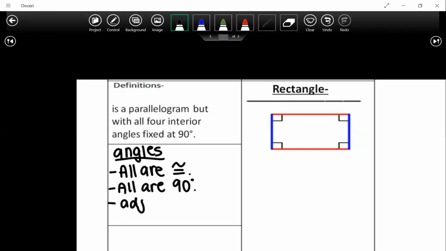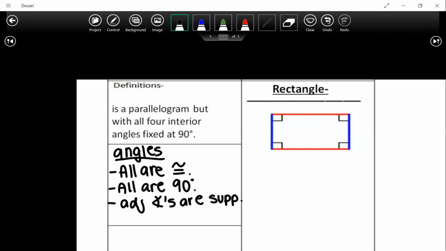Adjacent angles are supplementary. So they're all congruent, they're all 90, and if you add two angles that are next to each other, they're going to add up to 180, right? Their adjacent angles are supplementary. That is a key one to focus on here. The more criteria we set forth, the deeper it gets. We know it's a parallelogram because opposite sides are parallel, and if it's a parallelogram, everything else holds.